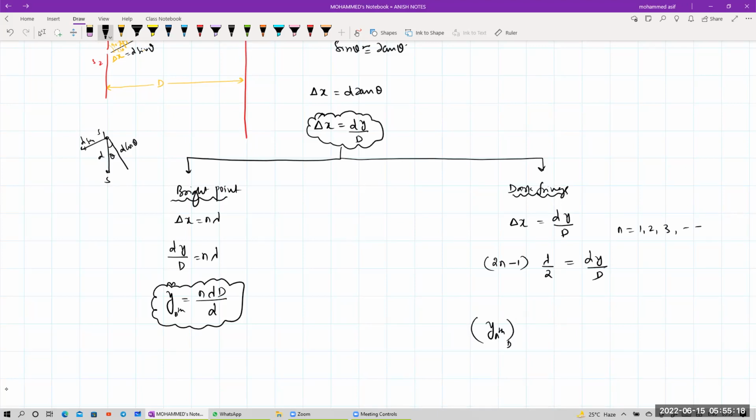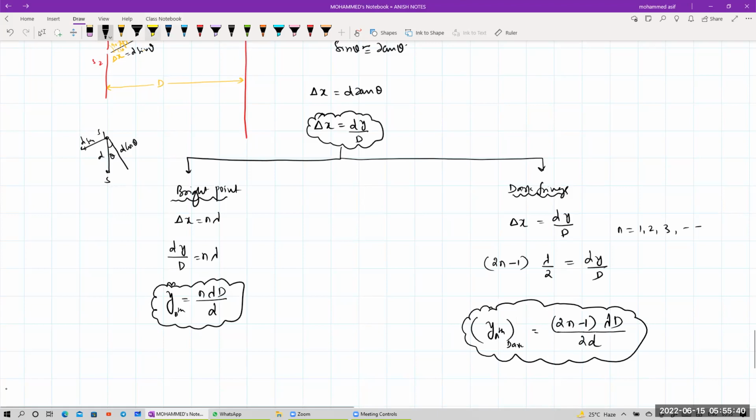y, nth dark is formed at a position of (2n minus 1) into lambda into capital D divided by 2 small d. This is the position of your nth dark point. And this is the position of your nth bright point.